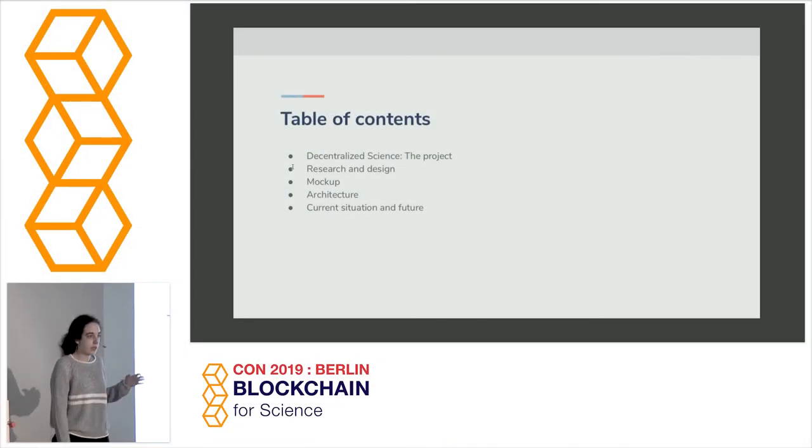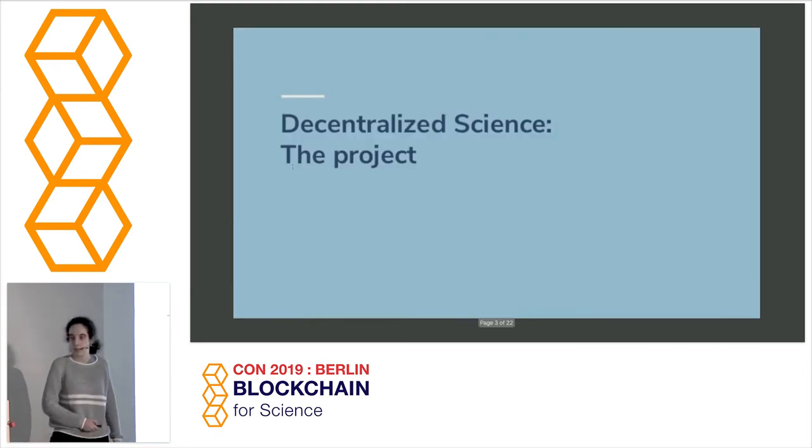This talk will be structured as follows. First, I will briefly introduce myself and the project. Then I will explain the research and design process we're following, and I will show a mock-up to illustrate how the current iteration design looks like. I will give a quick overview of the architecture we're working on, and finally, I will explain the current position of the project and what we're looking for right now. The first half of the talk would be centered on the functionality of the application we're building, and then when I'm talking about the architecture, I will explain how the decentralization comes to action.